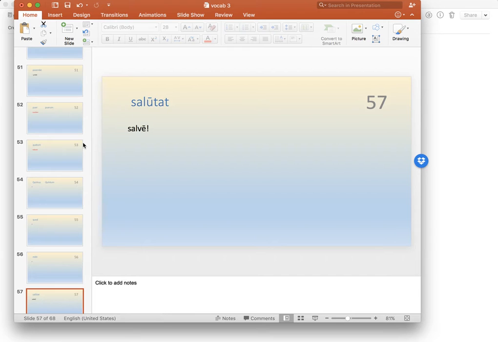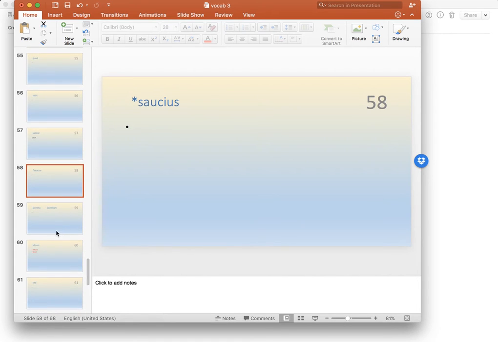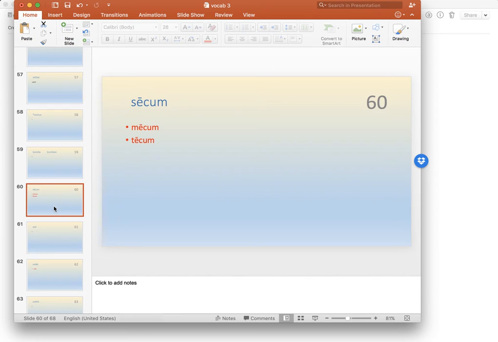Salutat means greets, so a greeting to a singular person would be salve. Saucius means injured, wounded, but it only occurs in this lesson. Scintilla, this name or the nickname of the wife or mother in this family, means sparky, but scintilla is fine. Secum, with him, and two opposites would be mecum, with me, tecum, with you or with thee.